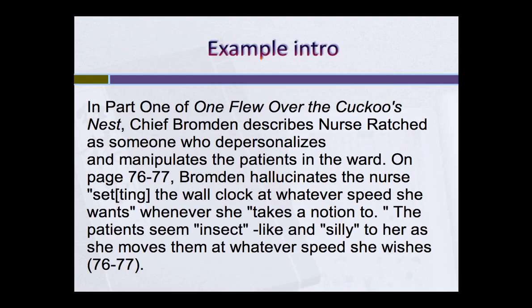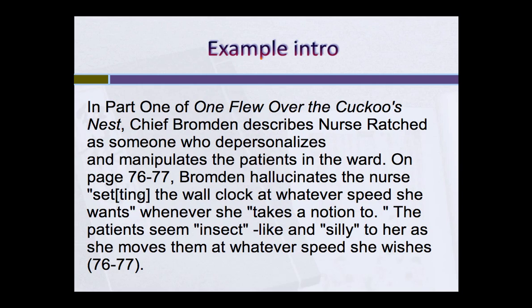So here's an introduction for that piece of meat, for that evidence. In part one of One Flew Over the Cuckoo's Nest, Chief Bromden describes Nurse Ratched as someone who depersonalizes and manipulates the patients in the ward. And then we have the specific page number. Bromden is hallucinating the nurse, and here's the quotation, "setting the wall clock at whatever speed she wants, whenever she takes a notion to. The patient seemed insect-like and silly."